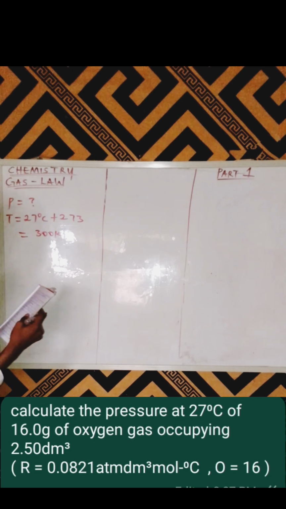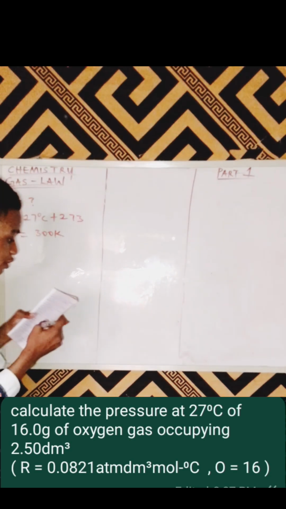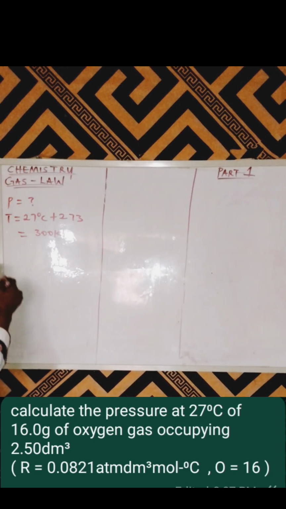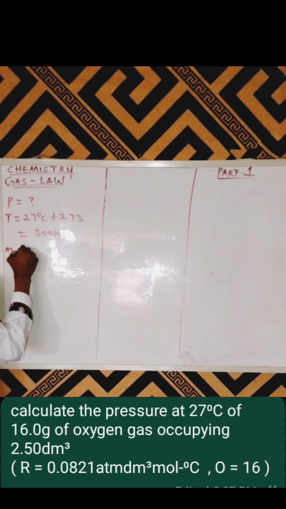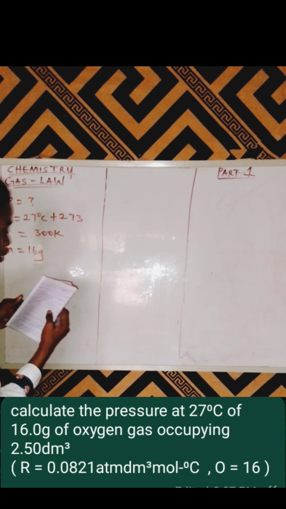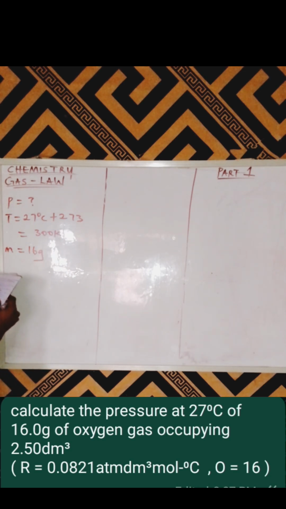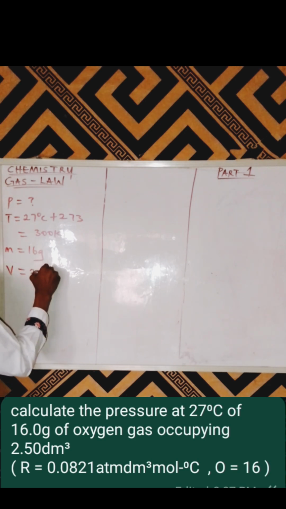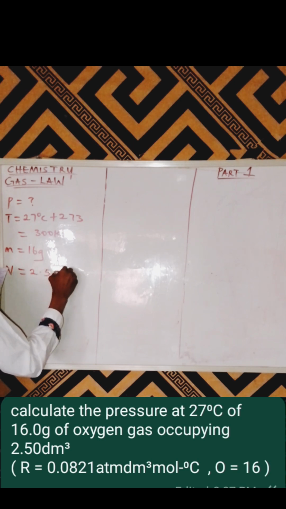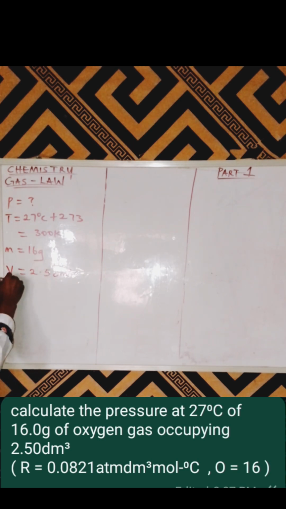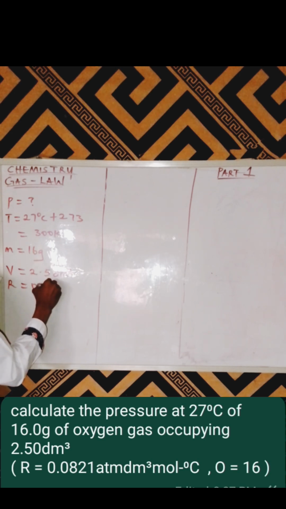Calculate the pressure at 27 degrees Celsius of 16 grams of oxygen. So the mass of oxygen is 16 grams. 16 grams of oxygen gas occupying 2.5 dm cube. So the volume here is 2.5 dm cube. And in brackets they say that R is equal to 0.0821. Yes. Now they asked us to calculate the pressure.